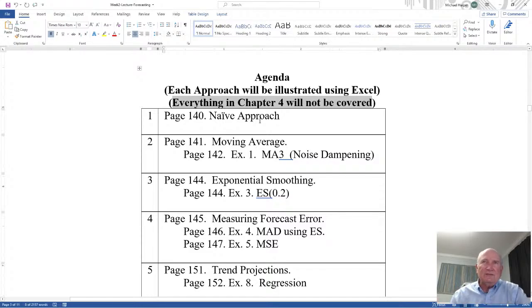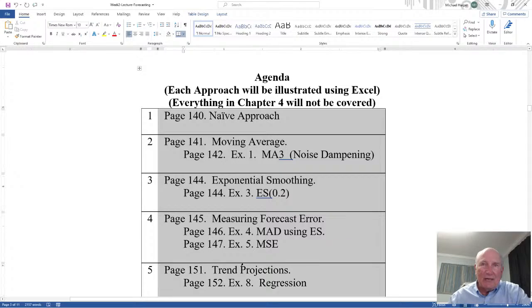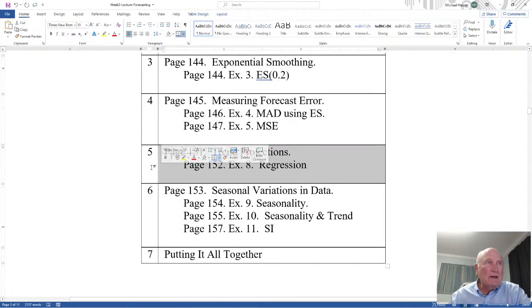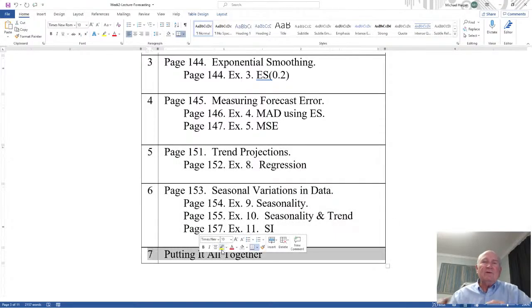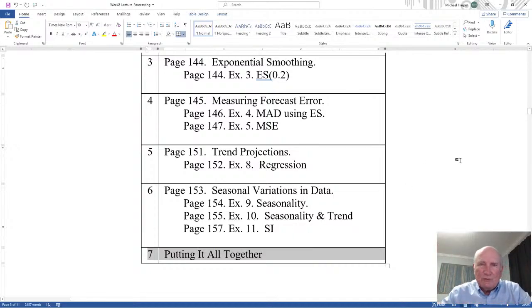Okay, so I'm laying a foundation. Really quick, notice I give the approach, the page number, and the example. EX is example: example 1, example 3, example 4 and 5, example 8, and down here example 9, 10, and 11. At the end, I deviate from the examples in the textbook and say, putting it all together, I'm creating data and here's the takeaway: here's how you would approach a real problem in industry. So let's go through these real quick.